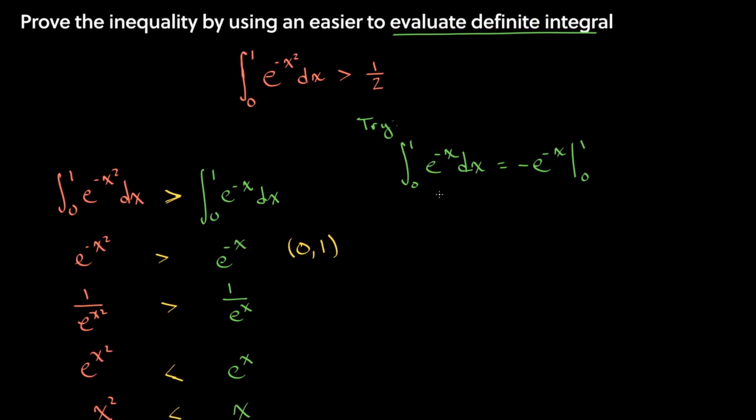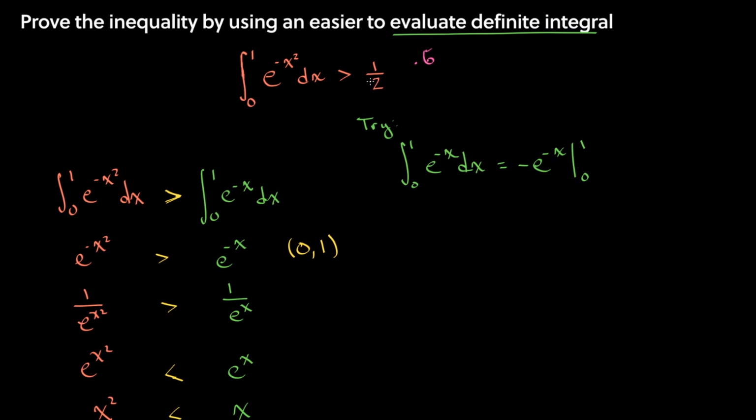So we now need to figure out, okay, is the value of this integral enough to prove that this definite integral is greater than 1/2? And really, let's ask ourselves, okay, what kind of value are we hoping for here? If we get a value out of this definite integral greater than 1/2, is that enough to prove this inequality? So if we get something like 0.6, is that enough to prove this inequality?